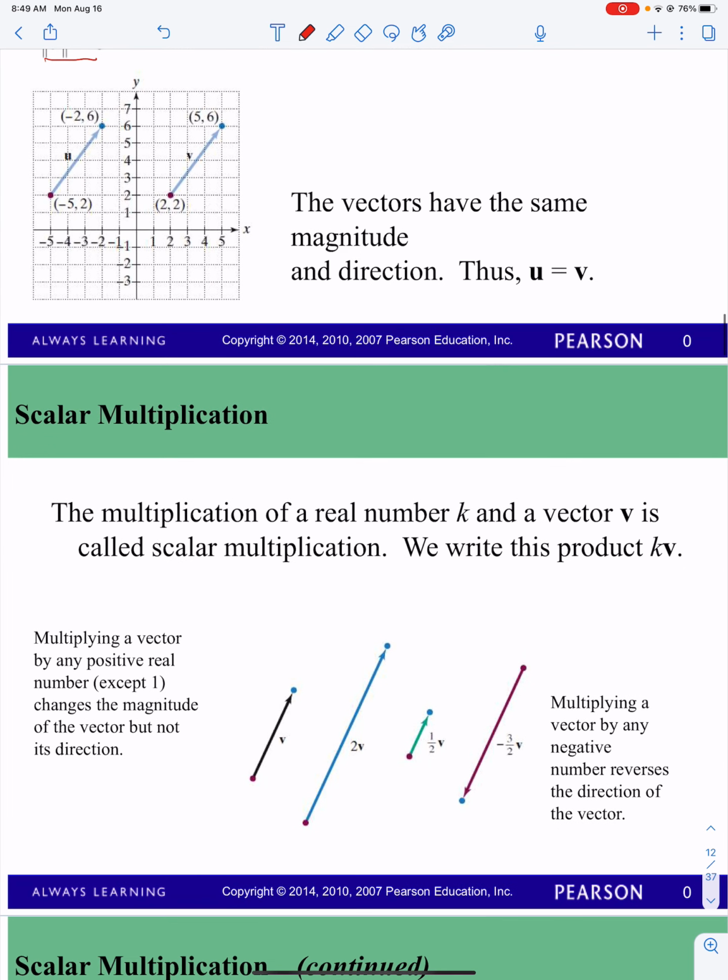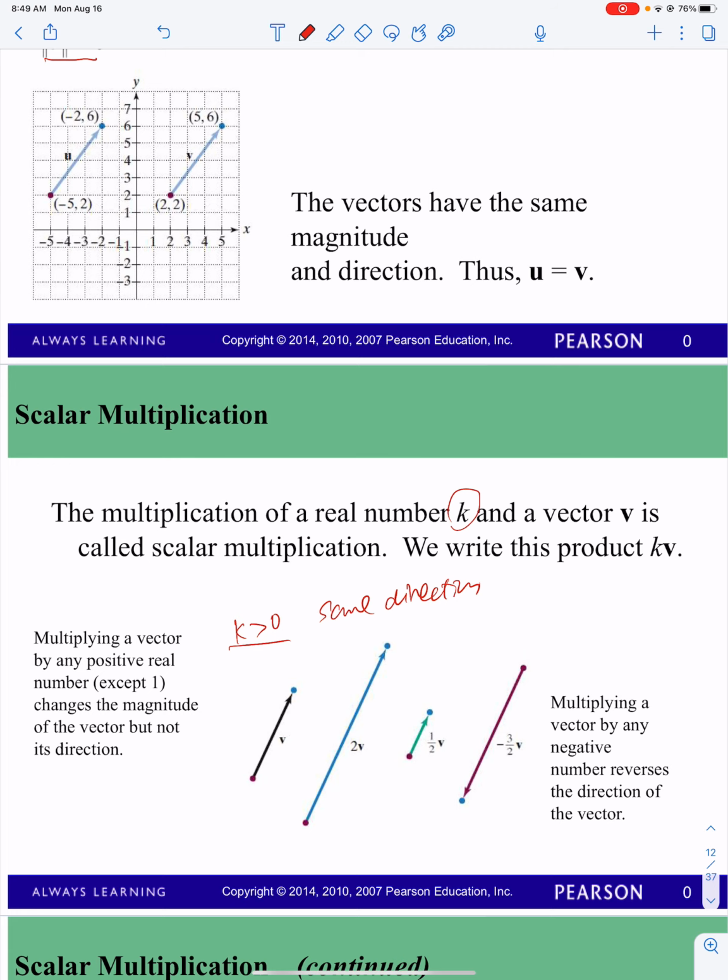So the next topic is called scalar multiplication. What is a scalar? It's only a number. So a number times a vector. What happens? If the number is positive, then what do you have? The same direction.